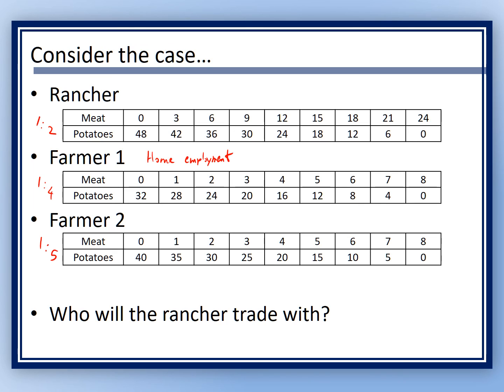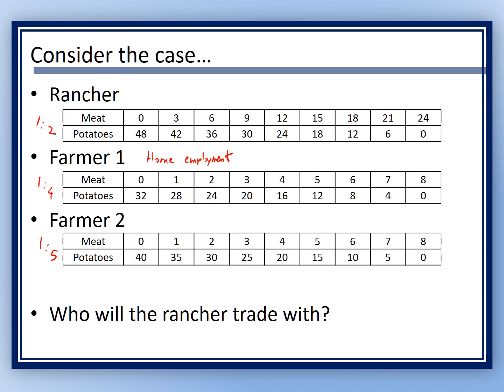To help you think about this issue, let's think about yourself. Let's imagine you're in the unfortunate situation where you get fired. What would you do? What should people do when they get fired? I hope you don't sit at home and do nothing and just play Pokemon Go. You should probably look for another job, right? Is there another job farmer one can do here? There's nothing, right? He can't produce meat because the rancher is better at producing meat. He can't produce potatoes because farmer two is better at producing potatoes.